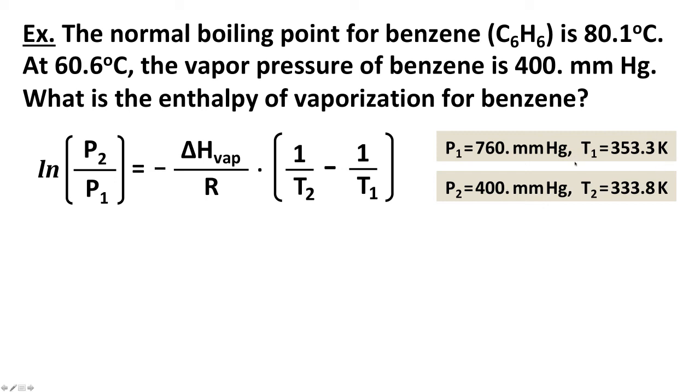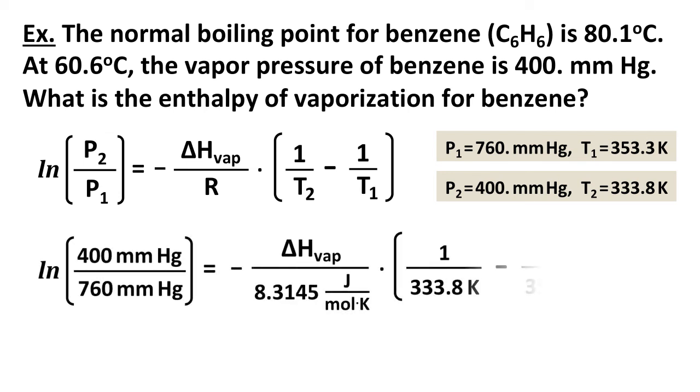Note, we have to have the temperature in Kelvin. This equation is only true if the temperature is in Kelvin, but we can have the vapor pressure in different units so long as the two agree with each other. So we could use atm or millimeters of mercury, but we have to be consistent. So we can now set up our equation and plug in the values.